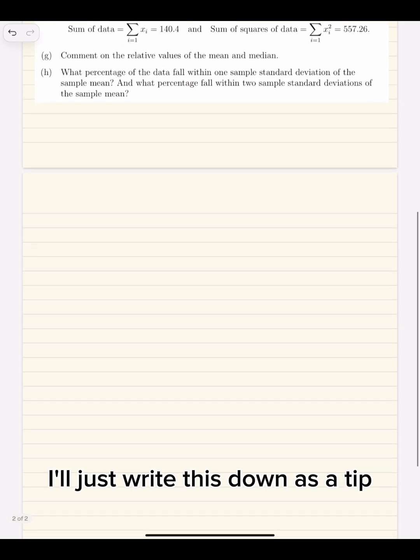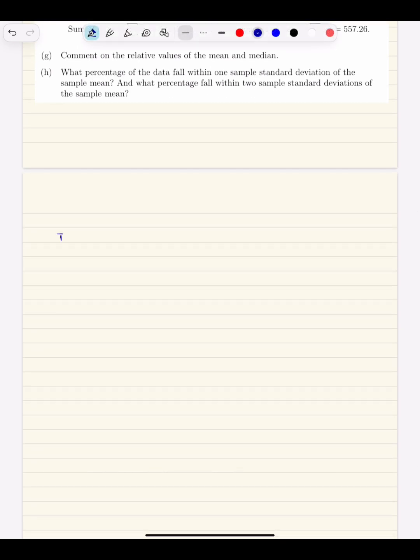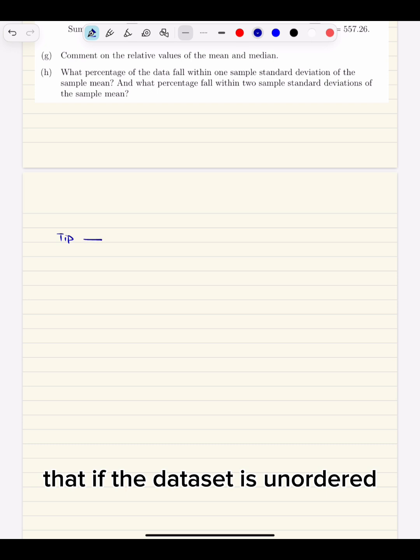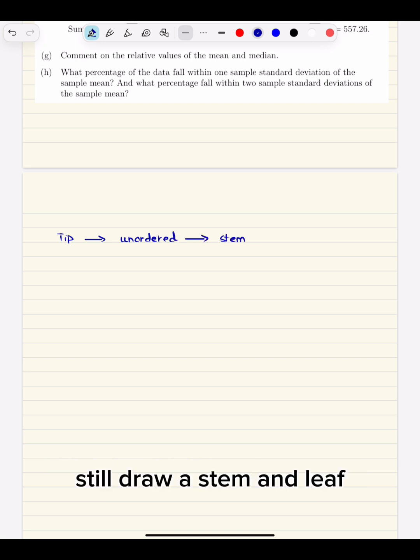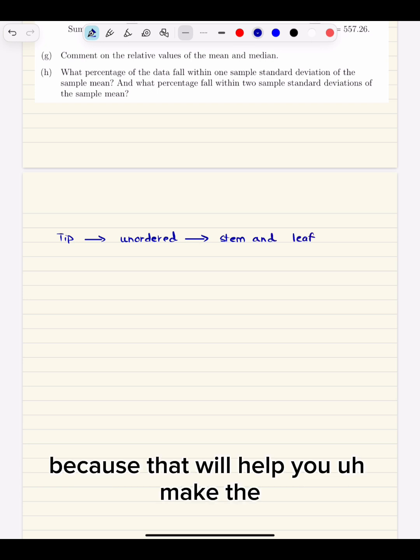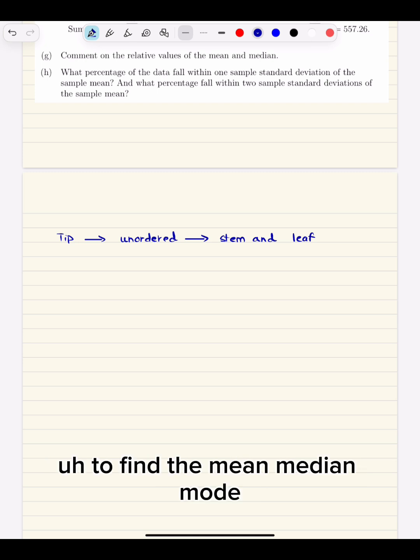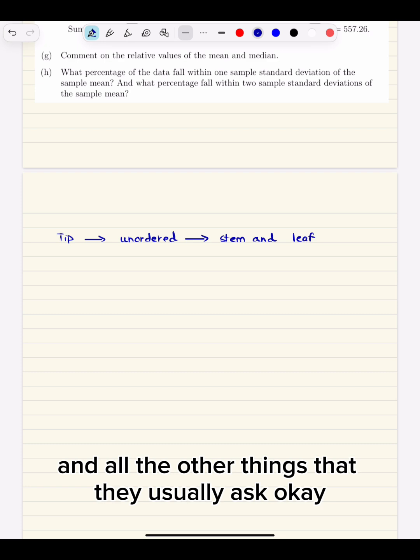I'll just write this down as a tip, that if the data set is unordered, then even if the question doesn't require you, still draw a stem and leaf, because that will help you to find the mean, median, mode, and all the other things that they usually ask.